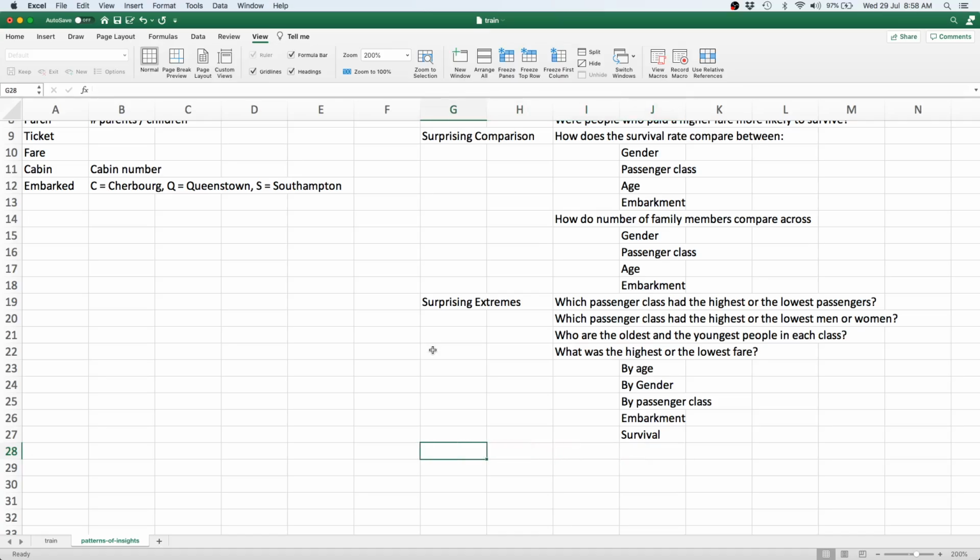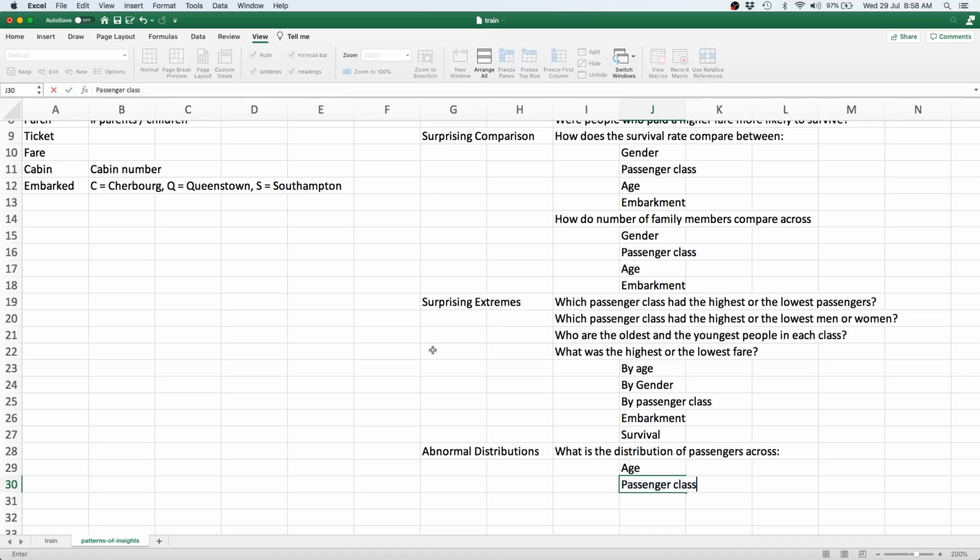Then we also have abnormal distribution as another pattern of insights. So let's see what sort of distribution we expect from this and what we actually get. So we can ask something like, what is the distribution of passengers across, well, age, passenger class, fare. I'm not even sure if that really makes sense or not. Like basically, how do you even compare how many passengers paid what kind of fare? Not sure if that really makes sense, but let's leave it here for the sake of completion.